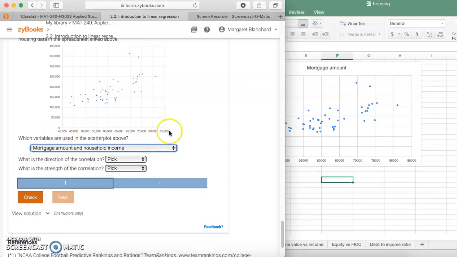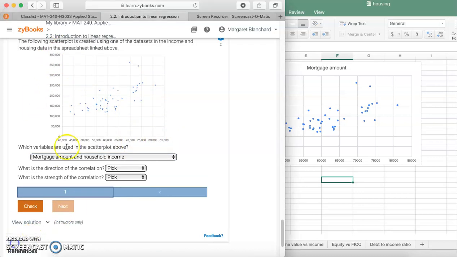As X increases, Y is also increasing. If we saw it a different way, as X increases, Y decreases, that would be a negative correlation. So since we see them both increasing, we would say that that's a positive correlation. Now it says, what is the strength of the correlation?